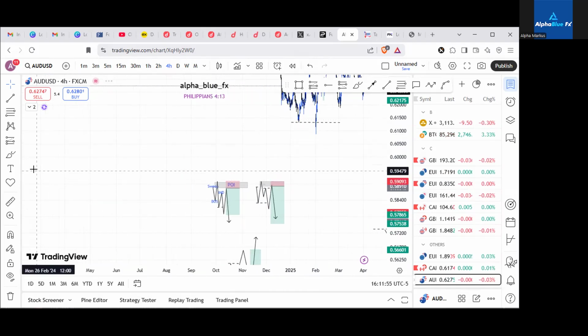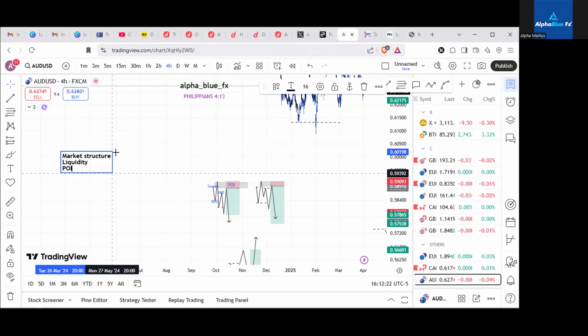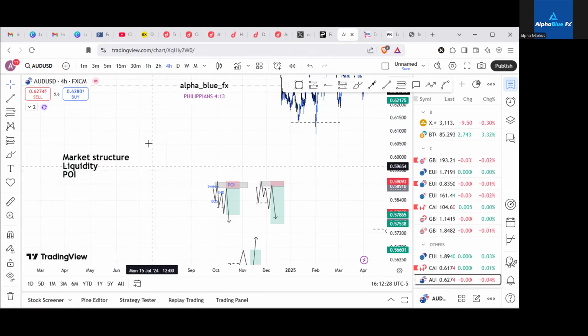So the first thing, let me write it out so you see it. The first thing is market structure. The next thing is liquidity. Then lastly, POI, that's point of interest. So you see these three things? These three things are the most important things you need to understand in this strategy. Very simple. So number one, what is market structure?